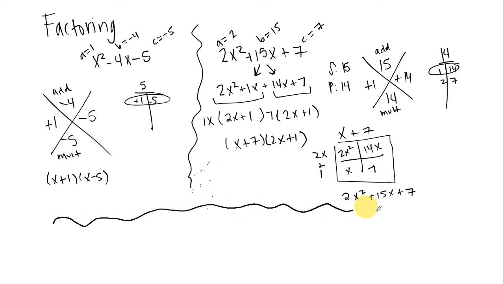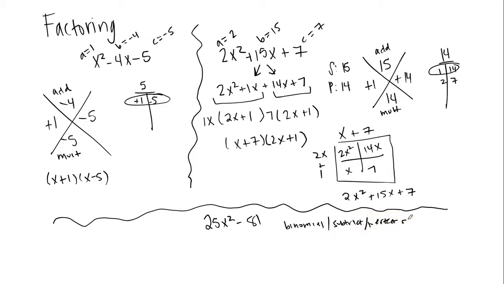The only other thing that might be on there is your difference of squares. So let's say I had 25x squared minus 81. Well, this is a binomial with a subtraction symbol, and they're both perfect squares. Because I know this, I can take the square root of both of these numbers. So the square root of 25x squared will be 5x. So I know both my parentheses are going to have a 5x in them. And the square root of 81 is 9. So it'll be 5x plus 9, 5x minus 9.